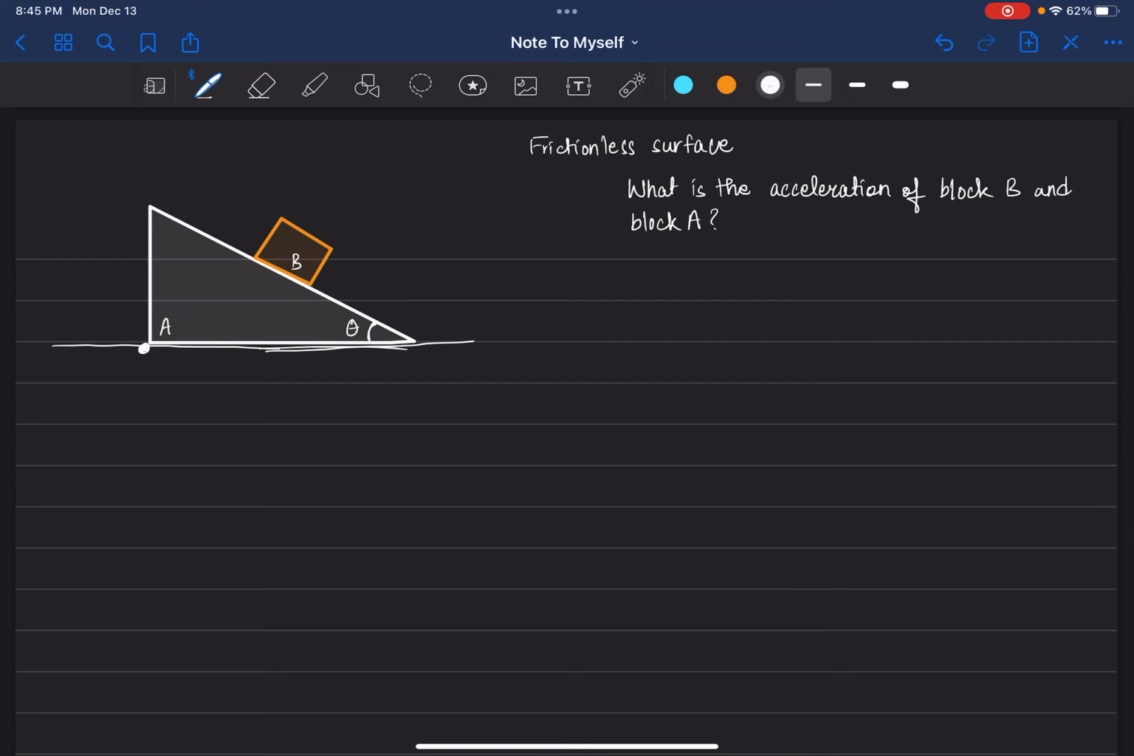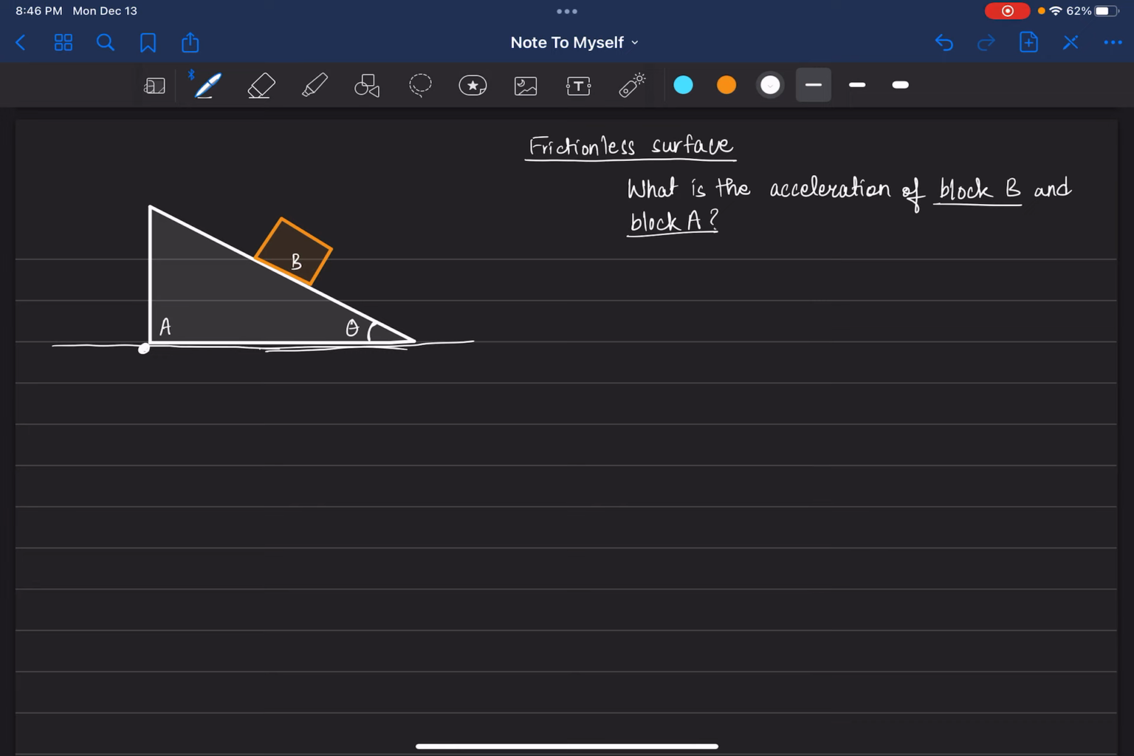Here we have a problem that specifies that all the surfaces are frictionless. And the question is asking us, what is the acceleration of block B and block A? So everything is frictionless. That's the main thing that we have to take note of in this case.